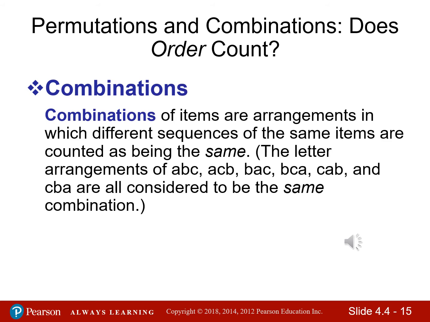Combinations of items are arrangements in which different sequences of the same items are counted as being the same. So, for example, the letter arrangements of ABC, ACB, BAC, BCA, CAB, and CBA are all considered to be the same combination.